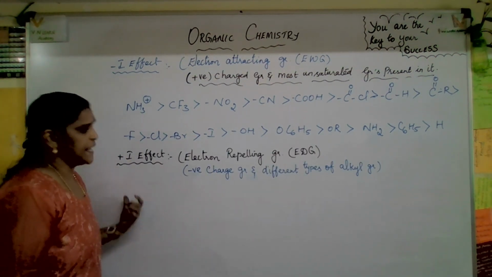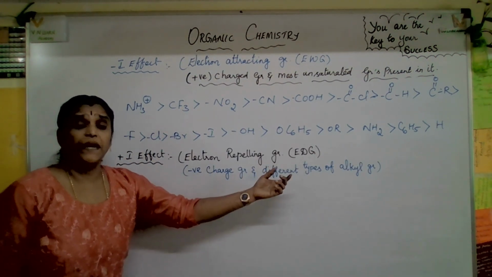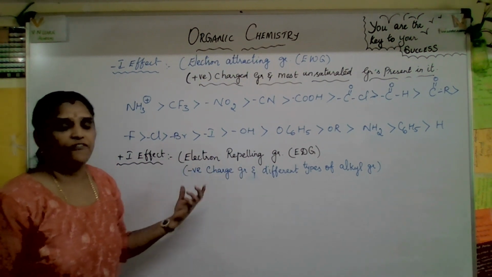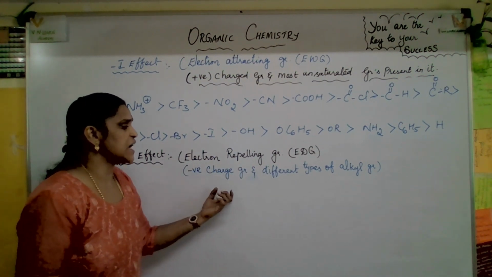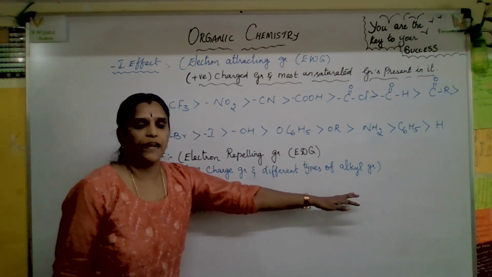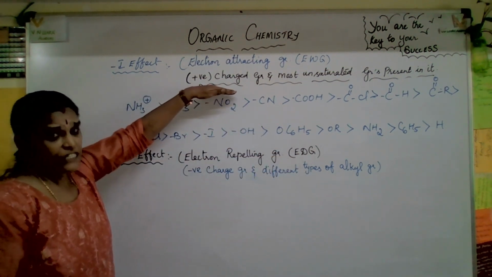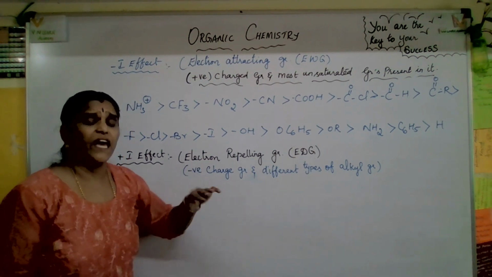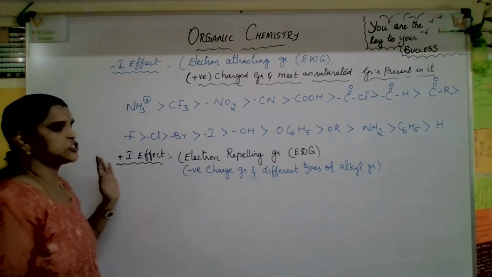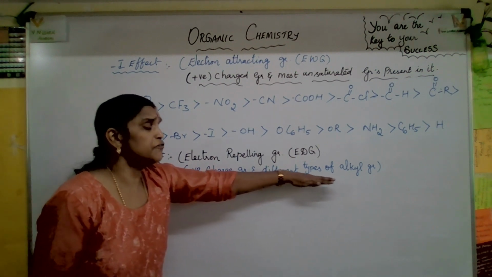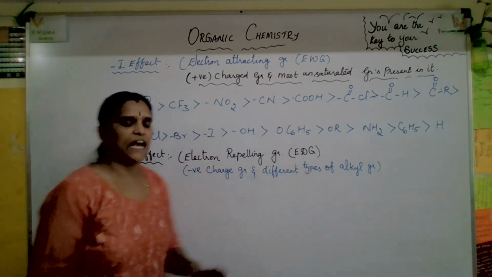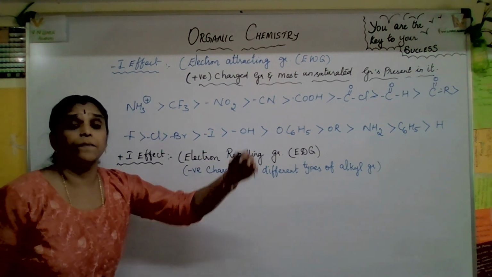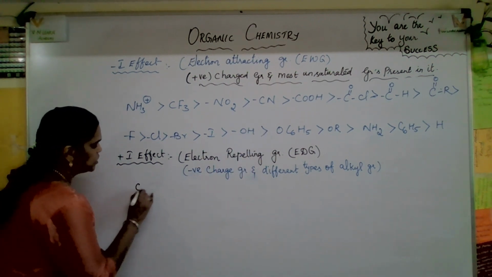In the plus I effect, electron repelling group or electron donating group. Okay, where do you identify that group? Negative charge group and different types of alkyl group. Generally here positive charge we mention, but here naturally negative charge group. Wherever negative charge group, that belongs to plus I effect. And different types of alkyl group, they have given the clue. So easily we can identify tertiary, secondary, primary, methyl. In that way we can go.